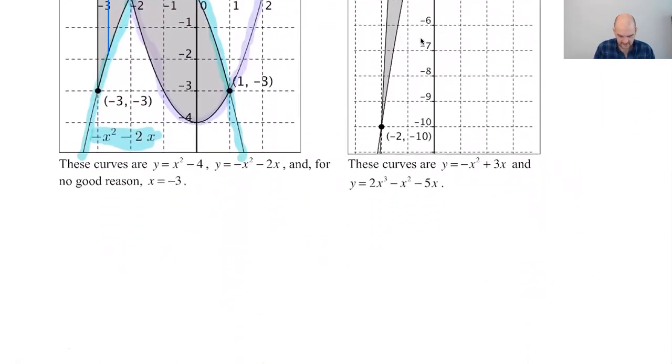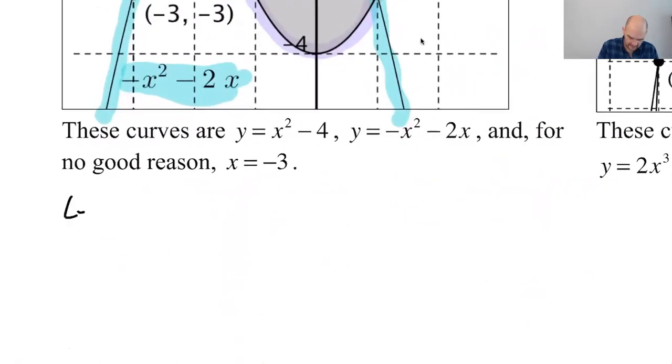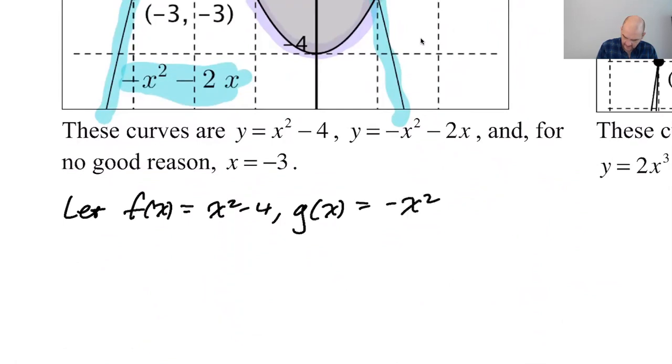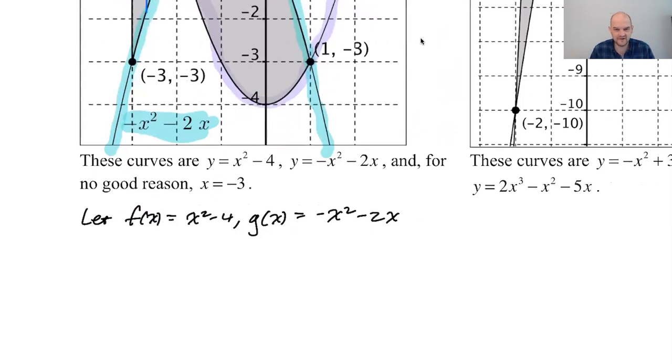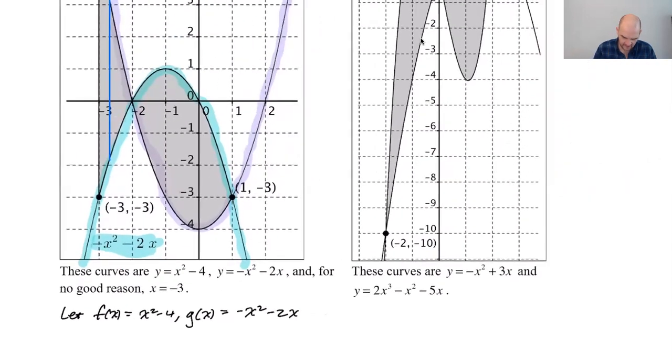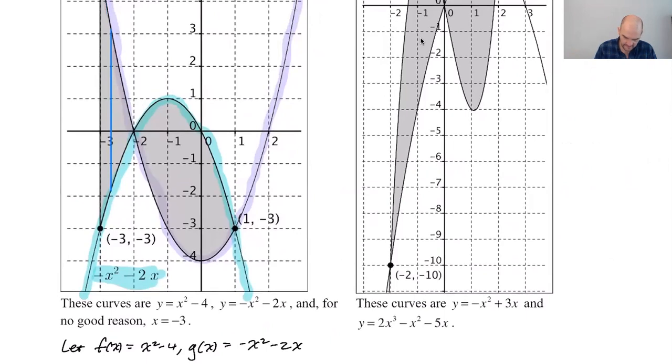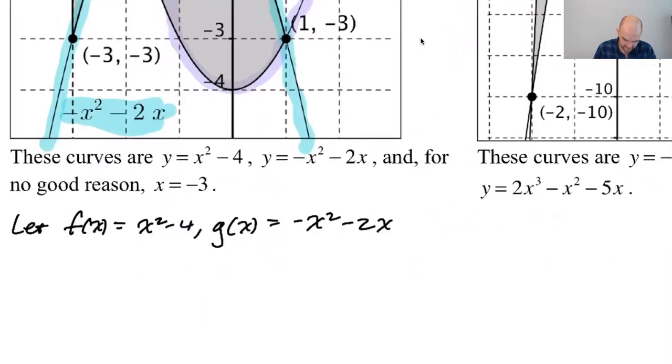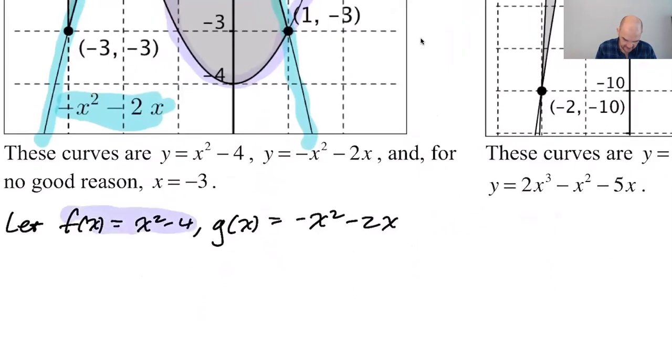Let's say, let f of x equal x squared minus 4 and g of x equal negative x squared minus 2x. I'm actually just going to use a calculator to get the values because I don't think it'll be, we've done some fundamental theorem stuff, right? I'm going to continue to make my life a little easier. I'm going to highlight these in the colors they should be. So here and here.